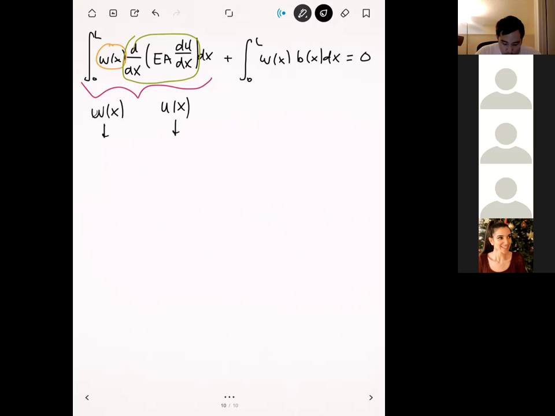Okay. And so let's start with w of x. w of x is just by itself, and so it has 0 derivatives. Okay. Meanwhile, for u of x right here, we have one derivative that comes straight from right there. And we have another derivative that comes from outside the parentheses. And so this one right here actually has two derivatives. Okay.